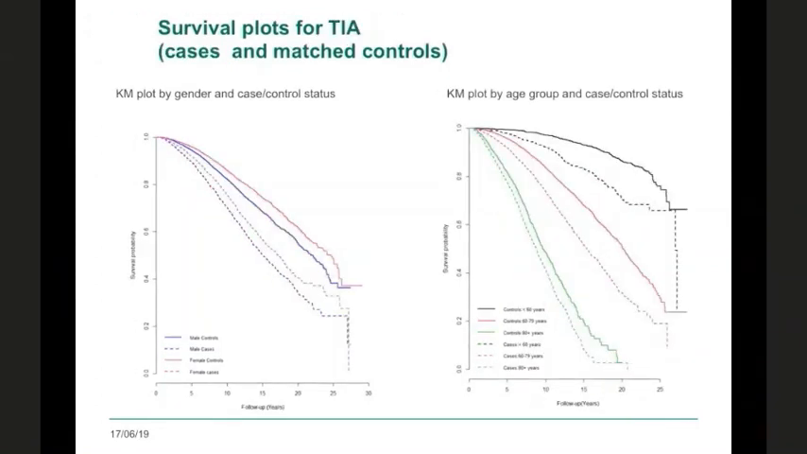We did the same for the TIA and we got the same pattern as the ischemic stroke. That is, males had poorer survival prospect compared to the females, and the older age groups had poorer survival prospect compared to younger groups.